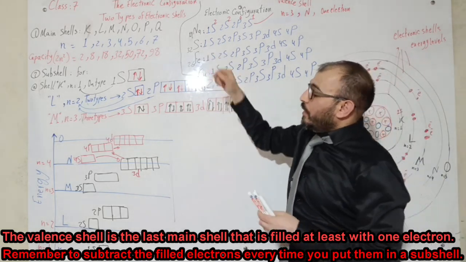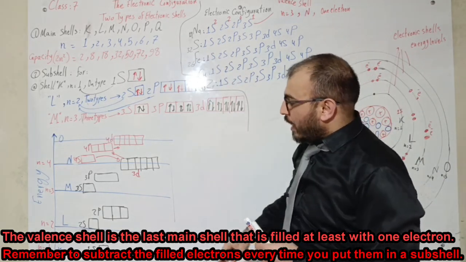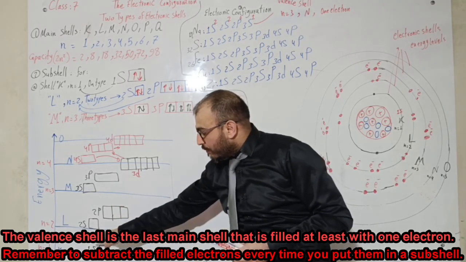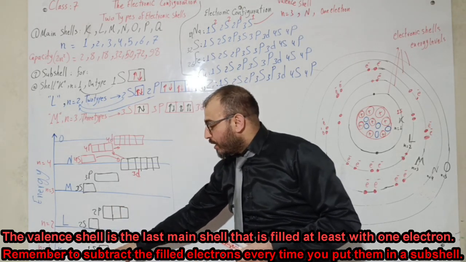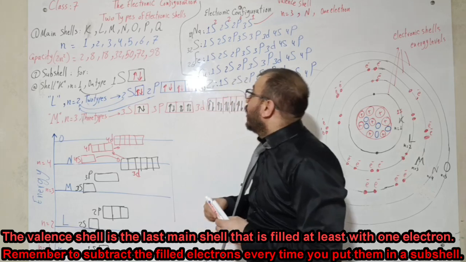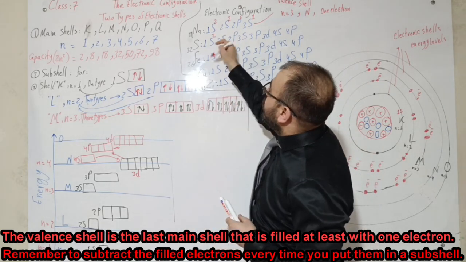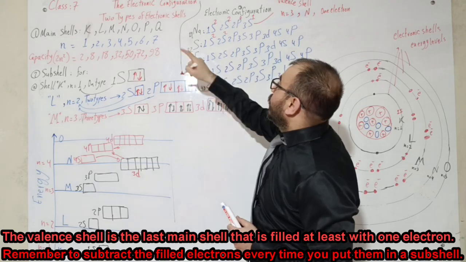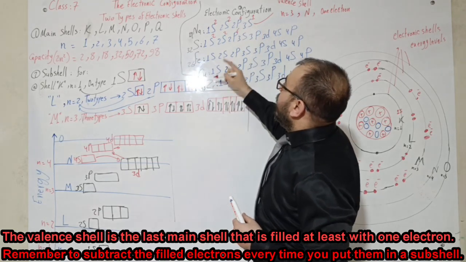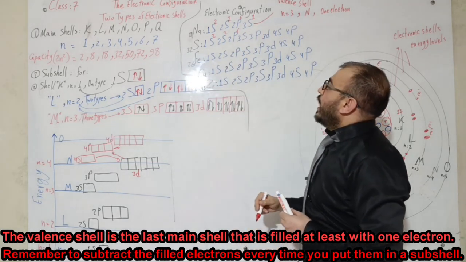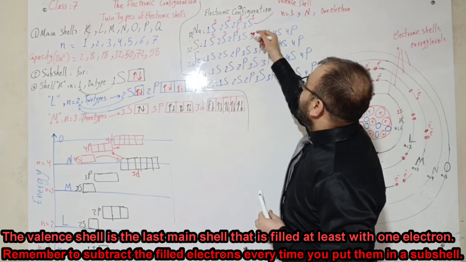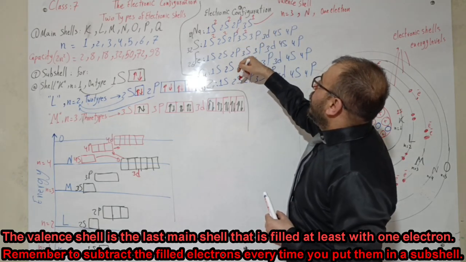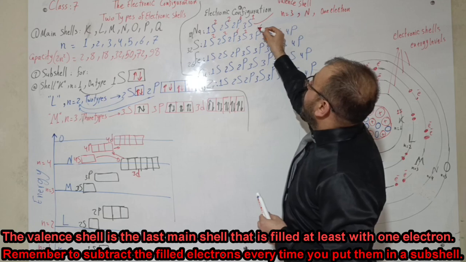Again, we have sulfur, 16 electrons. I start distributing the electrons from the shell K, which has the lowest energy. Give 1s, 2 electrons. We still have 14. 2 electrons here, we have 12. 6 electrons, we still have 6. Again, here I put 2 electrons for 3s. We have 4. I give 4 here.